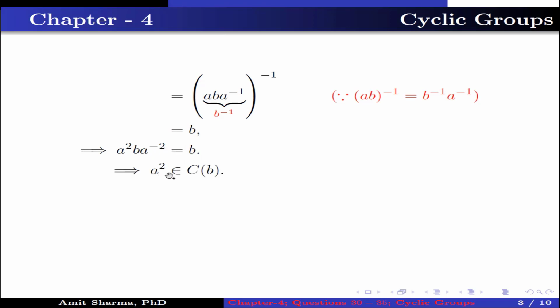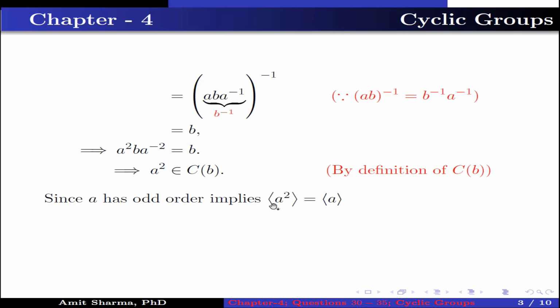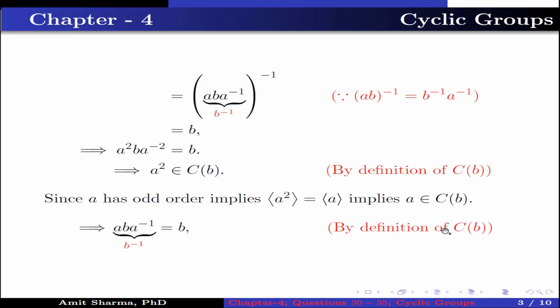This implies a square belongs to the centralizer of b. Why is it so? By the definition of the centralizer of b. Since a has odd order, the subgroup generated by a square is equal to the subgroup generated by a. Since a square belongs to the centralizer of b, this implies a belongs to the centralizer of b. This implies a b a inverse is equal to b. Why is it so? By the definition of the centralizer of b.